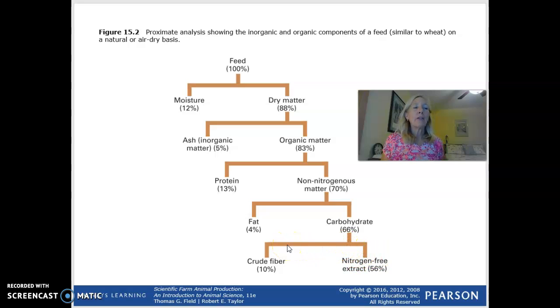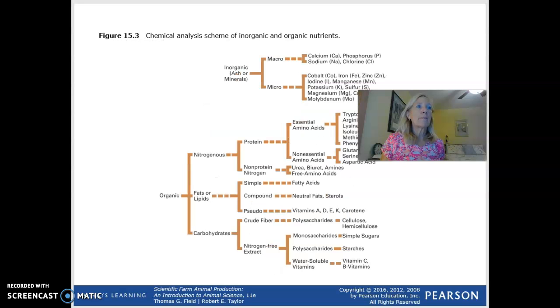And then the other type of carbohydrate, which you and I can't digest very well, is cellulose or crude fiber. So that's what's meant by a proximate analysis. And that's how we get the proximate guaranteed analysis on a feed tag. And you're going to see that as one of your homework assignments.